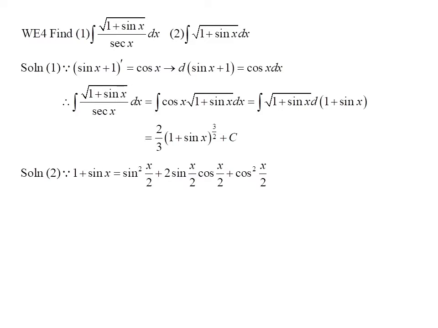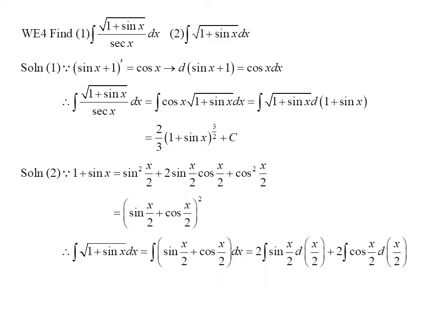As for the second antiderivative, since 1 plus sine x can be transformed to (sine x over 2 plus cos x over 2) squared, the antiderivative equals the integral of (sine x over 2 plus cos x over 2) dx, which can be written as 2 times the integral of sine x over 2 d(x over 2) plus 2 times the integral of cos x over 2 d(x over 2), which is 2 sine x over 2 minus 2 cos x over 2 plus C.